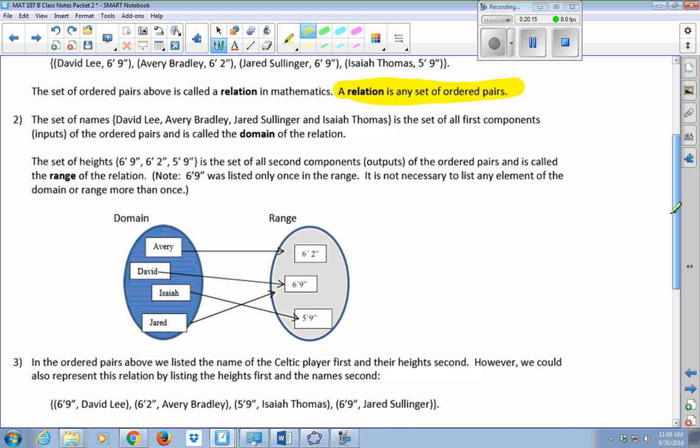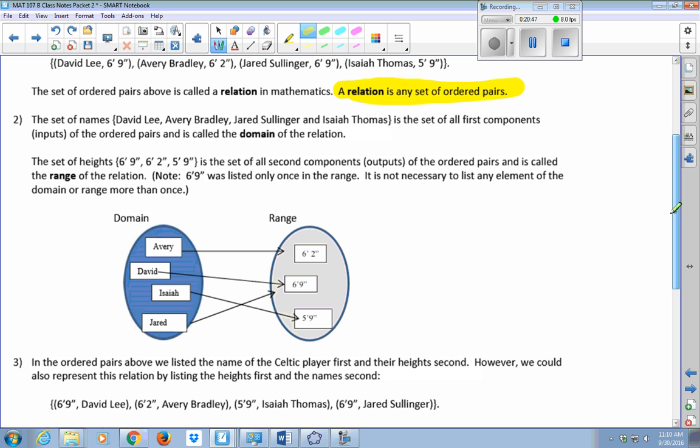The set of names, again, notice the set of names has curly braces. David Lee, Avery Bradley, Jared Sullinger, and Isaiah Thomas are what we call the first components or inputs. That's the language we use. It's the input of the ordered pairs or the first components of the ordered pairs. Anytime you're looking at just the inputs, this is what we call the domain.